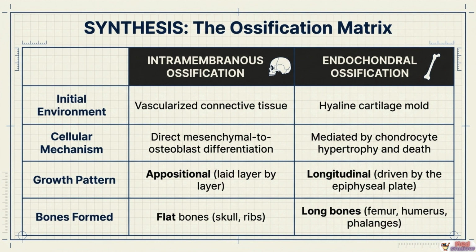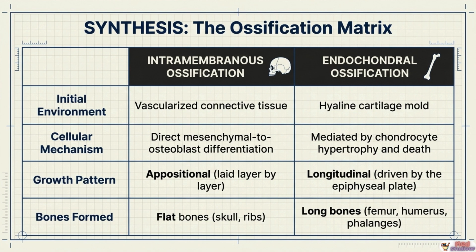Growth pattern. Intramembranous produces appositional growth. Bone is laid down layer by layer in concentric sheets, thickening outward. Endochondral produces longitudinal growth, driven by chondrocyte proliferation in the columnar zones of the epiphyseal plate, pushing the bone ends further apart. Bones formed: intramembranous ossification produces the flat bones, the skull vault, mandible, clavicle, and parts of the facial skeleton. Endochondral ossification produces all long bones, femur, tibia, fibula, humerus, radius, ulna, and the phalanges.